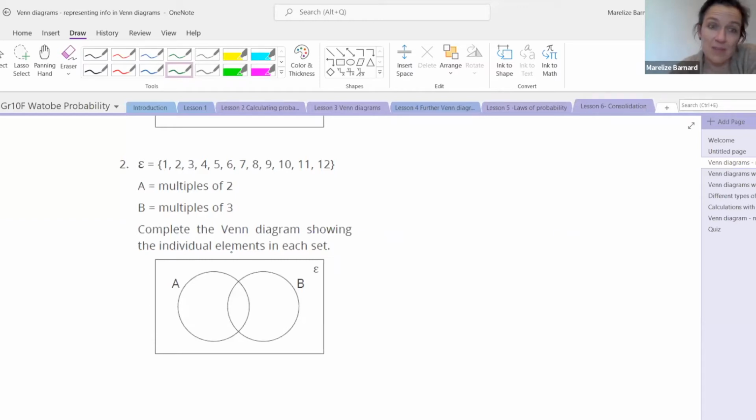Also remember, some things are not going to go in event A and event B. Not everything's going to fit in the circles, and then we just leave them outside the circles.